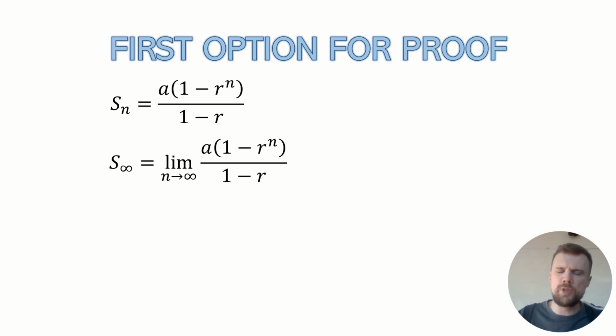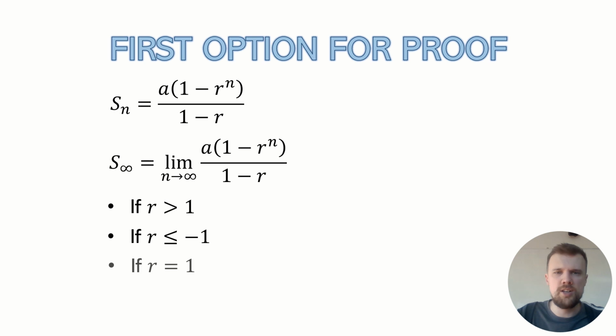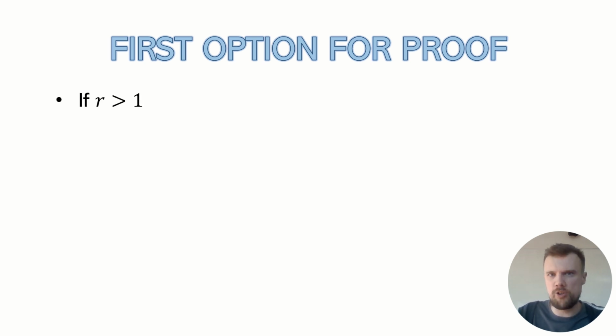But in order to do this, we need to consider 4 different cases. We're looking at if r is bigger than 1 first. Then we'll look at the situation where r is less than or equal to minus 1. Then we'll look at the situation where r is equal to 1. And then finally, the nice case that we really care about, which is if r is between minus 1 and 1. So, starting off with r is bigger than 1.